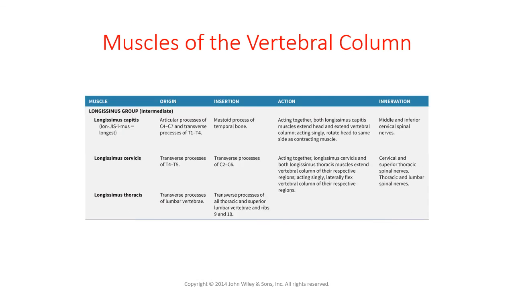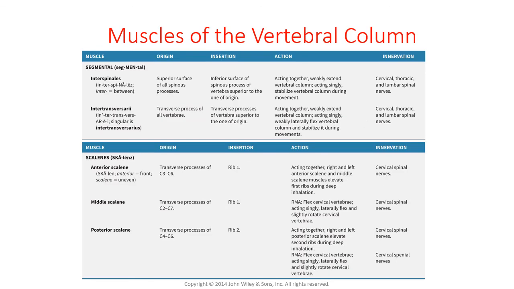Okay, and there's the longitudinal muscles, again, also innervated by the appropriate spinal nerves. Okay, the scalene muscles in particular. The scalene muscles will help rotate the neck, also will help rotate the cervical spine, and in some cases will also help elevate the first and second rib. These are also innervated by the cervical spinal nerves.